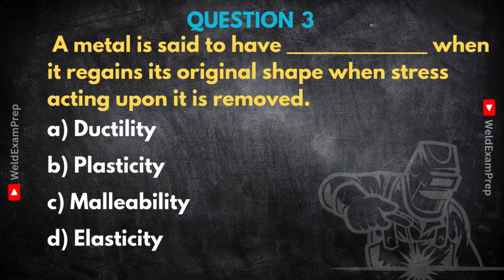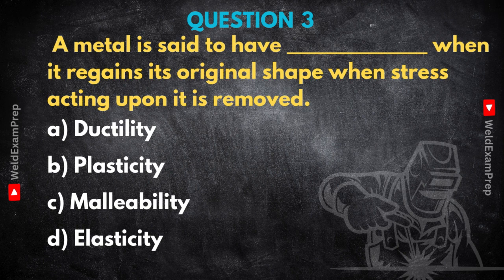Question 3. A metal is said to have what when it regains its original shape when stress acting upon it is removed. A, ductility, B, plasticity, C, malleability, D, elasticity. Yeah. So this is about how metals sort of bounce back. Exactly. Bounce back is a good way to put it.